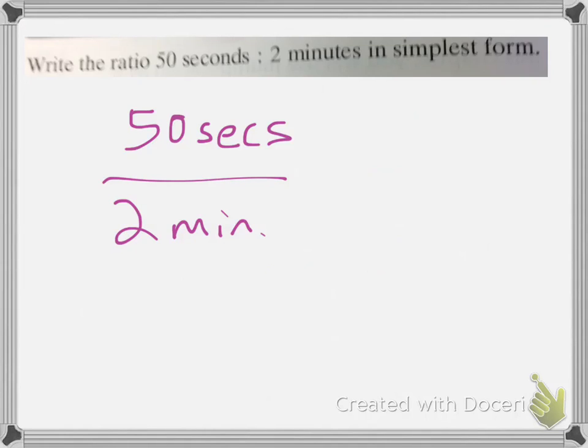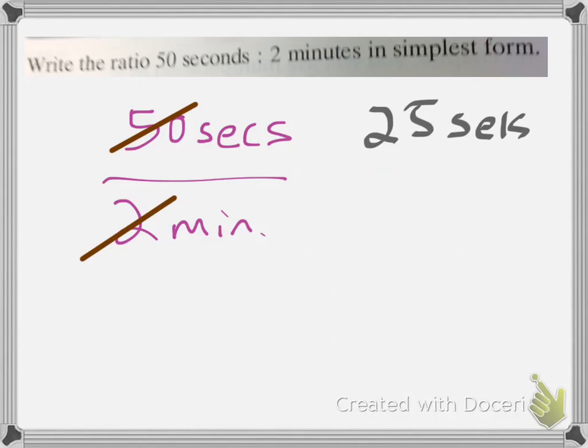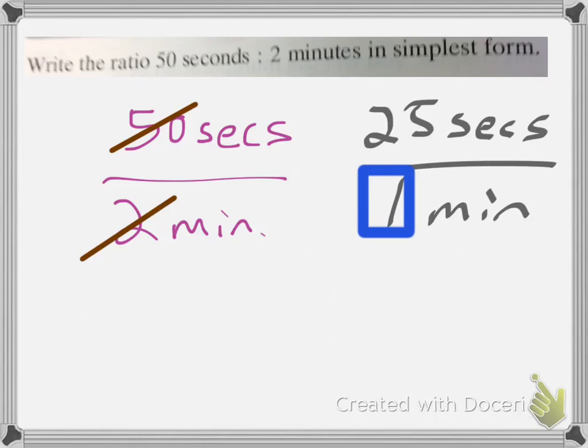We know that 2 will go into 50, and 2 will also go into 2. 2 will go into 50 25 times, so 25 seconds. And then 2 will go into 2 one time. So we have 25 seconds per 1 minute. Alright, so actually we ended up getting a unit rate because we have a 1 right here. So the unit rate for this problem is 25 seconds per 1 minute.